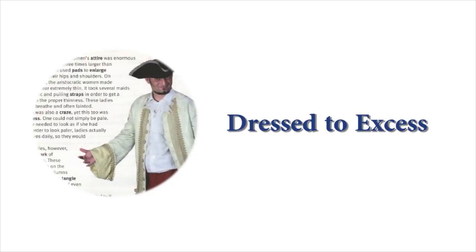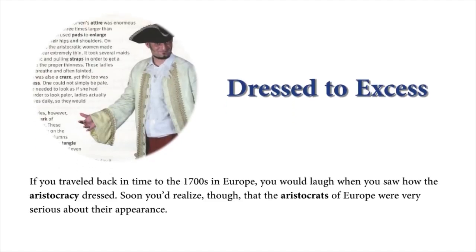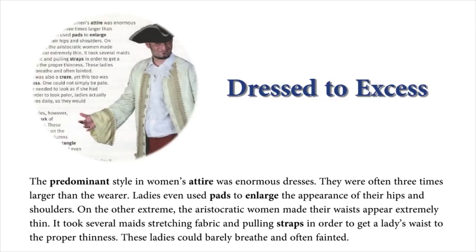Dressed to excess. If you traveled back in time to the 1700s in Europe, you would laugh when you saw how the aristocracy dressed. Soon you'd realize, though, that the aristocrats of Europe were very serious about their appearance. The predominant style in women's attire was enormous dresses. They were often 3 times larger than the wearer. Ladies even used pads to enlarge the appearance of their hips and shoulders.